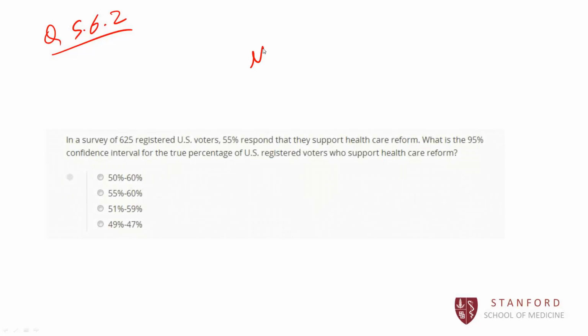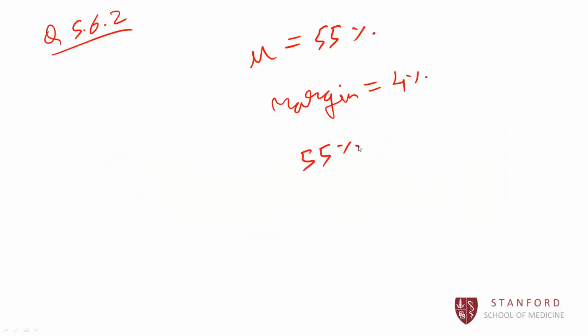In this case, we know that the mean is 55%. In the previous question, we calculated that when we have 625 observations, the margin of error is 4%. So if we want to find the lower and upper bounds for a 95% confidence interval, this would be 55% plus or minus 4%. The lower bound would be 55% minus 4%, which is 51%, and the upper bound would be 55% plus 4%, which is 59%.